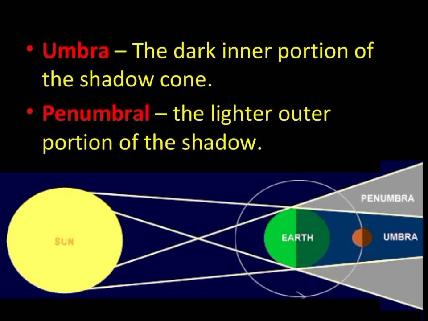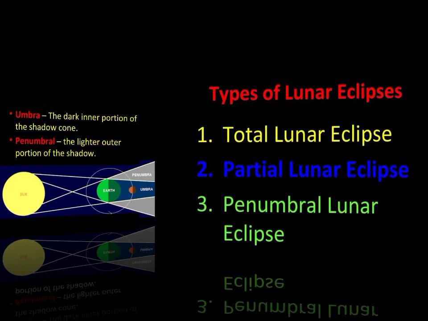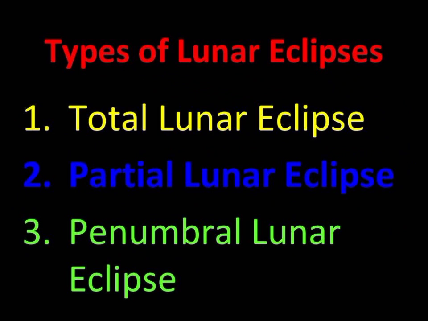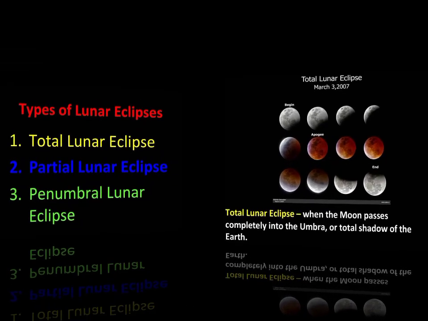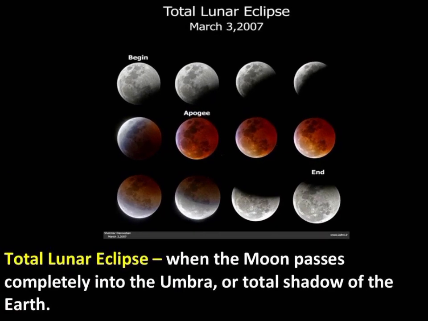cone, while the penumbra is the lighter outer portion of the shadow. We have three types of lunar eclipses. One is total lunar eclipse, two is partial lunar eclipse, and three is a penumbral lunar eclipse. Total lunar eclipse happens when the moon passes completely into the umbra, or the total shadow of the earth.